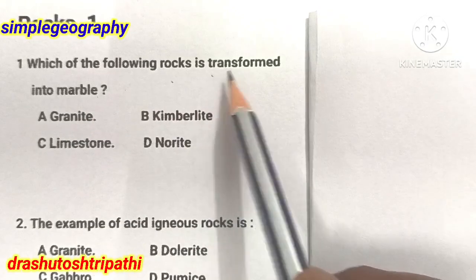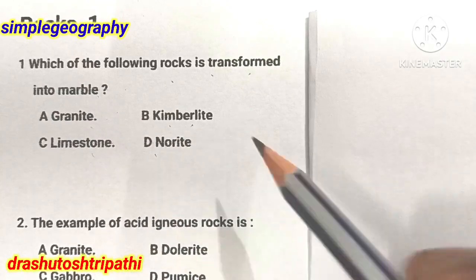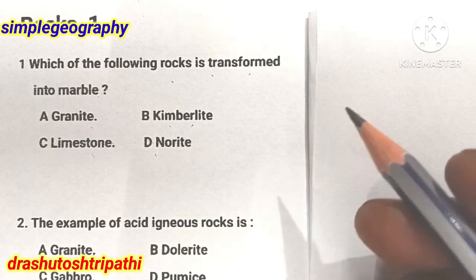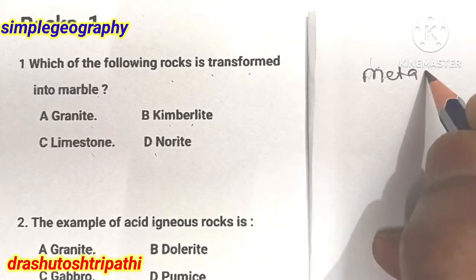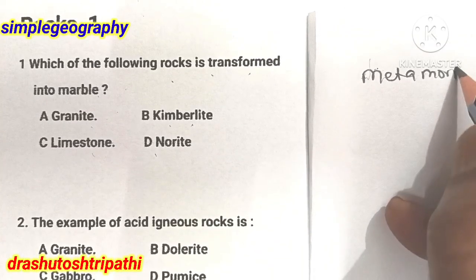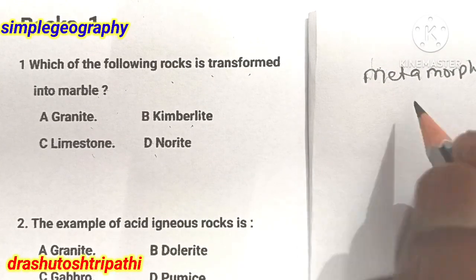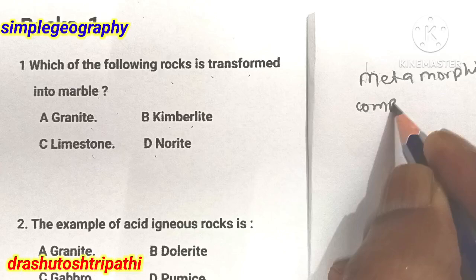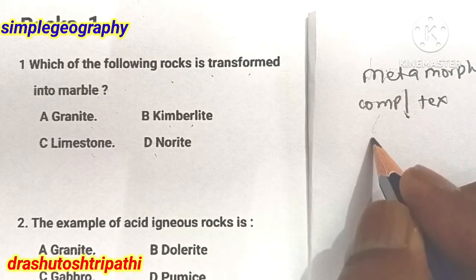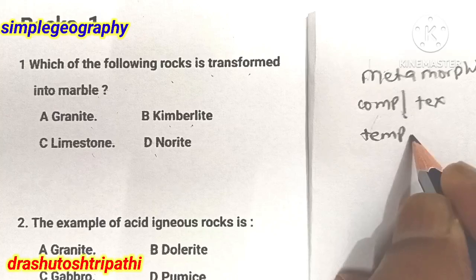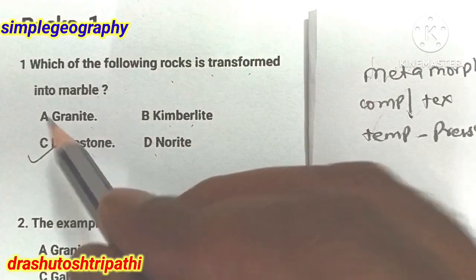Which one of the following rocks is transformed into marble: granite, kimberlite, limestone, or norite? First, you have to know what it is. This process is known as metamorphism; these are the metamorphic rocks. Metamorphic rocks are those rocks which change their composition and texture due to temperature and pressure. The answer is C, limestone.